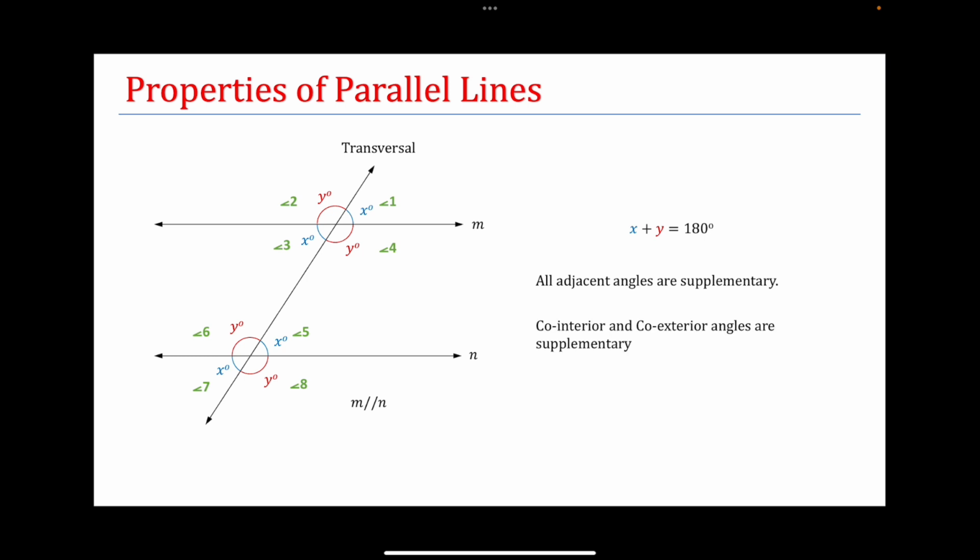Next, the second type of supplementary angles: co-interior and co-exterior angles are supplementary. Co-interior angles are the interior angles on the same side of the transversal. Angle 4 and angle 5 are co-interior angles because they are on the right side of the transversal. Similarly, angle 3 and angle 6 are on the left side of the transversal. They are the co-interior angles. They are supplementary. Angle 4 and angle 5 are supplementary. Angle 3 and angle 6 are supplementary.